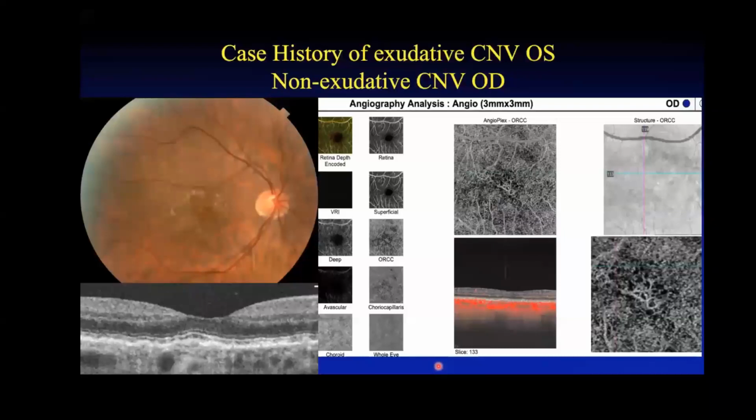When we look at the structural OCT, she has a very small fibrovascular PED. Here's the OCTA, and we're able to see that she has choroidal neovascularization actually in this region. So she has non-exudative choroidal neovascularization in her right eye. And I think it's useful to know this because I like to follow these patients more closely and be on high alert because they might convert to exudative choroidal neovascularization.